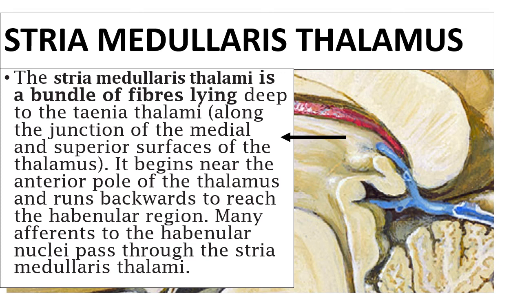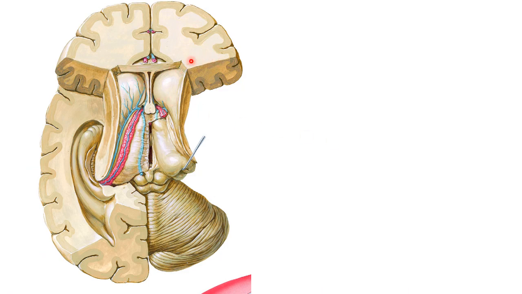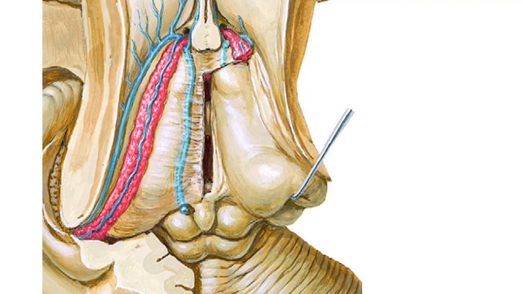Let us see it from the superior view. This is the transverse section of the cerebrum, and here you can see the thalamus and the location of the stria medullaris thalami, extending from anterior to posterior and reaching the habenular region. This is the habenular region, and this is the bundle of fibers extending from anterior to posterior. This is called the stria medullaris thalami. That is about its location and connections: the inputs to the habenular nuclei come through this SMT.